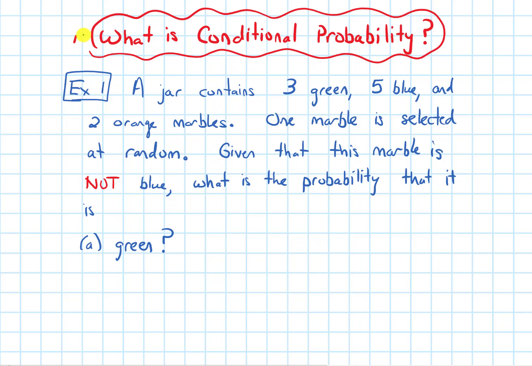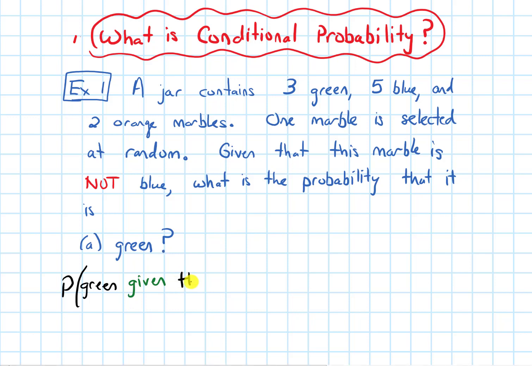In this video, we will talk about what conditional probability is. So I'm going to motivate this with an example, which says that a jar contains 3 green, 5 blue, and 2 orange marbles. 1 marble is selected at random. Given that this marble is not blue, what is the probability that it is? Part A asks green.